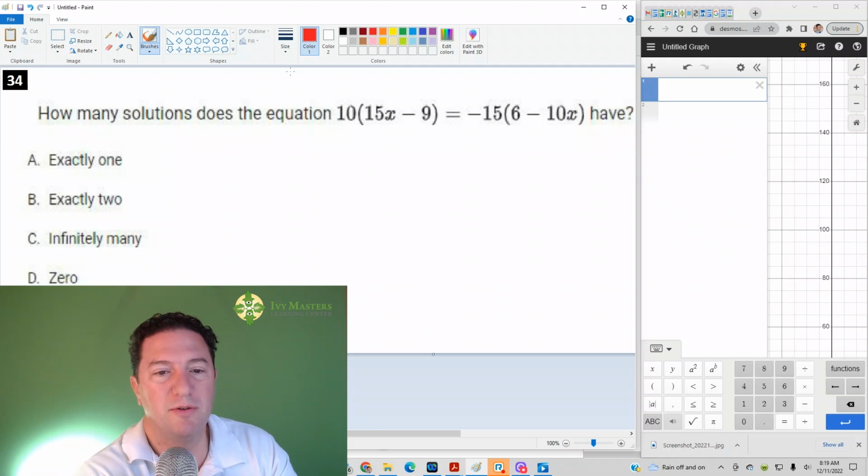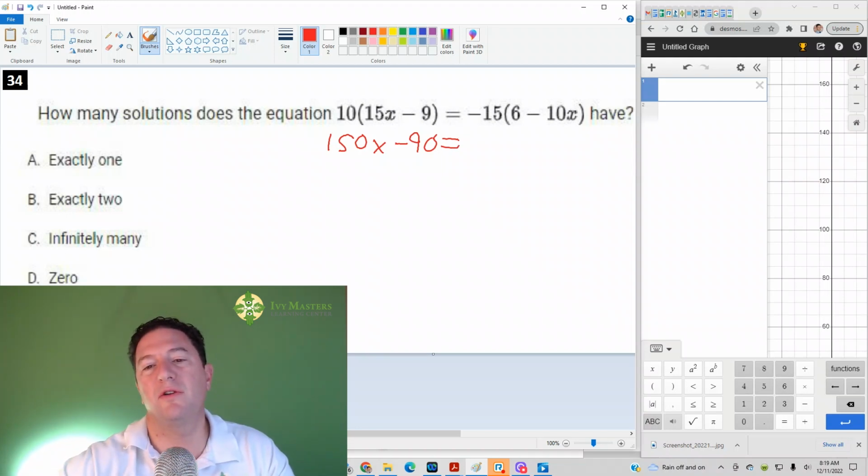We distribute. And whenever you multiply something by 10, you just add 0 to the end of the other number. So if it's 10 times 15, it's that 15 with a 0 on the end. So we've got 150x. We do the same to the 9. You just put a 0 on the end, minus 90 equals.